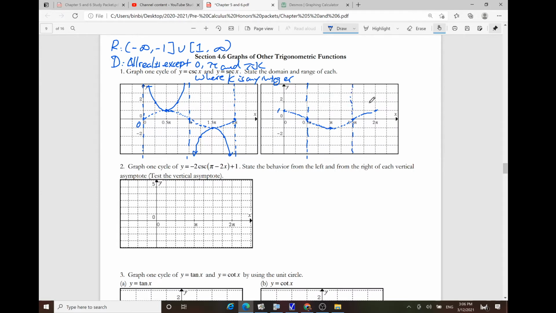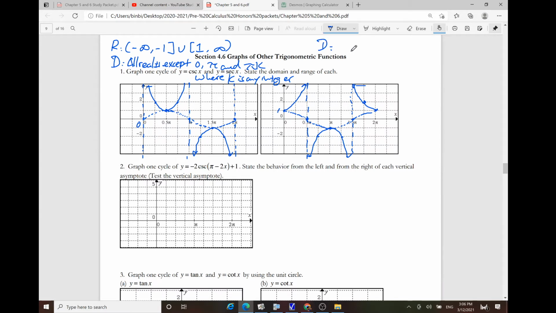So what I'm doing here is just one cycle of the graph. Okay, you can always continue with that. So this one is half of a parabola. Here's another half of the parabola. The other one is a full upside-down parabola, and this one here is the other half. Again, it's symmetrical because secant is an even function. So state the domain for this one.